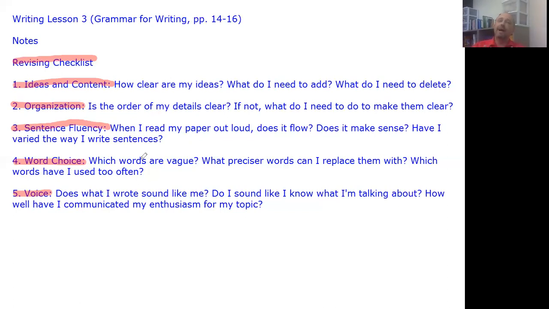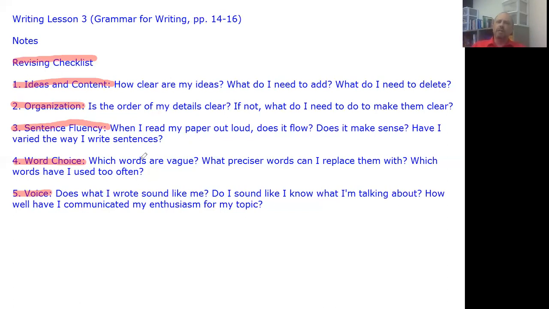Okay, so I look at my ideas and the way I express those ideas. Okay, so are my ideas clear? Are there things I need to add to make my ideas more clear? Are there things that I could get rid of because they're redundant or unnecessary or off topic? Right, you're not always adding, sometimes you're taking away.